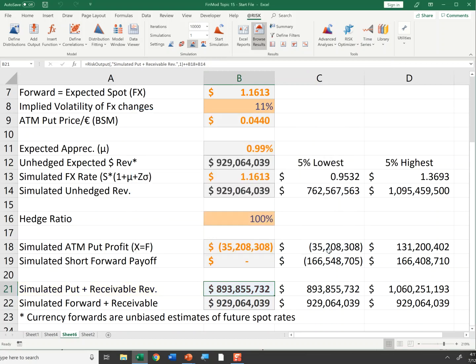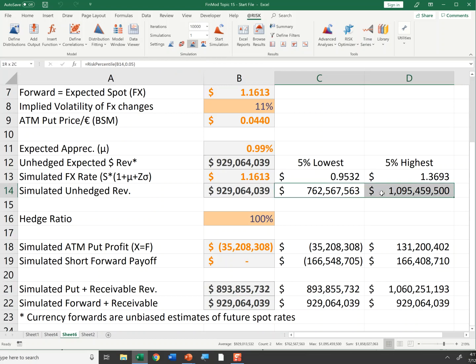So now, with my put, I expect 893. It's a little bit lower because I had to pay for that option. However, the lowest I can get is 893. And the highest is 1,006,000. So you can see that the exposure has shrunk and I no longer have any downside, because anytime the euro is selling for 1.16 or less, I will get that minimum amount.